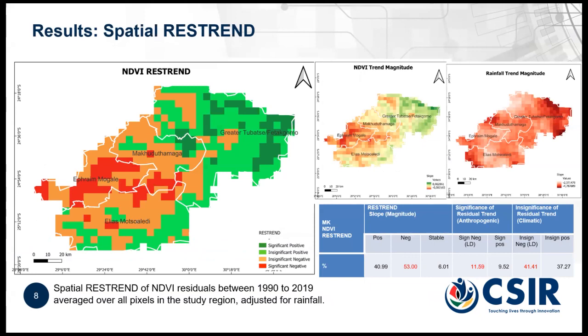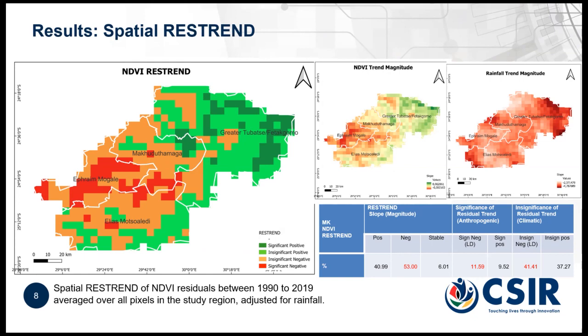And then the spatial residual trend reveals degradation, or factors affecting degradation, at a cell level. So for the overall district, it shows that 53% of the area is indeed degrading. And from this 53%, 41.41% is degrading due to the impacts of rainfall, or due to rainfall decline, and 11.59% shows that the area is degrading due to human impacts. And these are the areas indicated in red.